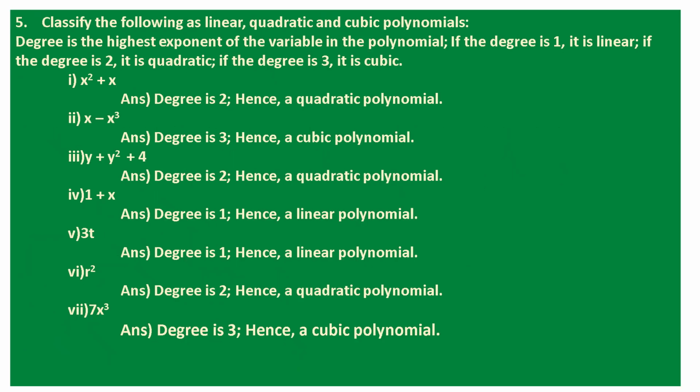Let's classify the following as linear, quadratic and cubic polynomials. If the highest exponent of the polynomial is 1, then it's a linear polynomial. If it is 2, it's quadratic. If it is 3, it is cubic. So the first one, what is the degree? It is 2. So quadratic. Second one is 3. So it's cubic. Third one is 2. Quadratic. Fourth one is 1. Linear. Fifth one is also 1. Linear. Sixth one is 2. It's quadratic. Seventh one is 3. Hence it's cubic.